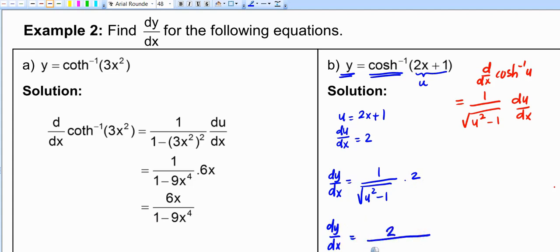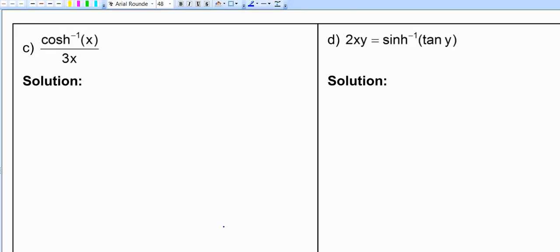So our u is (2x + 1) squared minus 1. This is our answer. If you want to expand whatever is inside the square root, yes, you can. If you are not confident enough to expand whatever is inside the bracket, you need to stop up to here. Okay, now let's look at the next example.